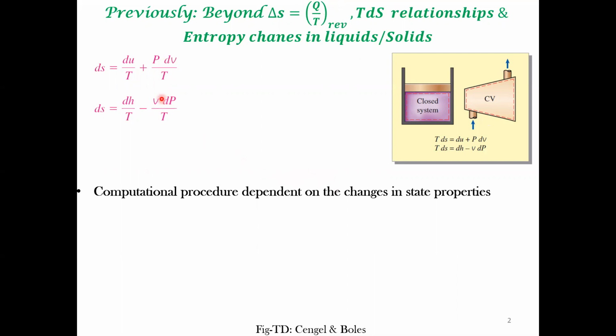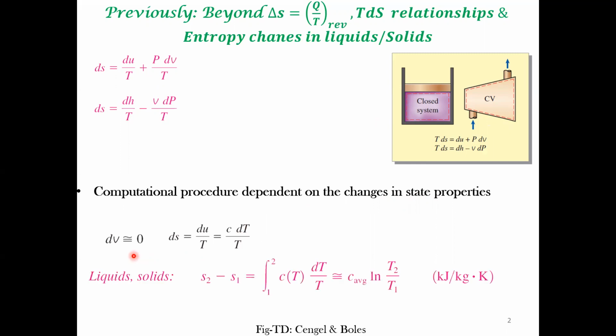Okay, so there are two TdS relationships, one for a closed system, another for a flow system. So this was the emphasis, and in the previous lecture we implemented this for solids and liquids because the specific volume change is marginal. We can neglect that. So that gave rise to certain simplifications.